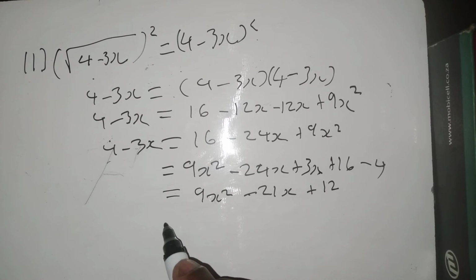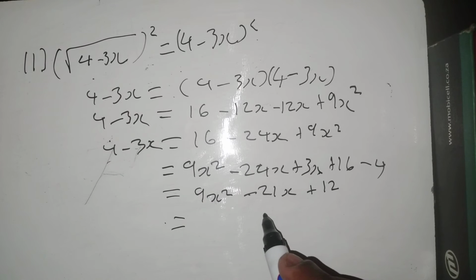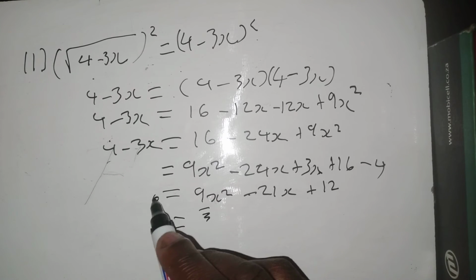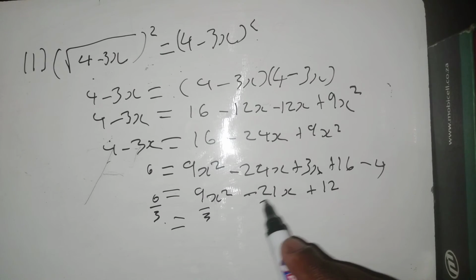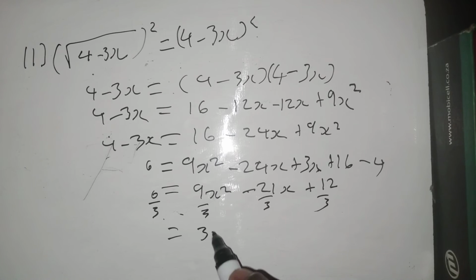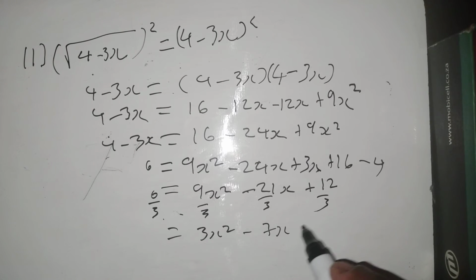And from here, everything is divisible by 3, right? Divisible by 3 only. So if we divide this whole thing by 3, this equals 0, right? If we divide by 3, we're going to have 3x squared minus 7x plus 4.